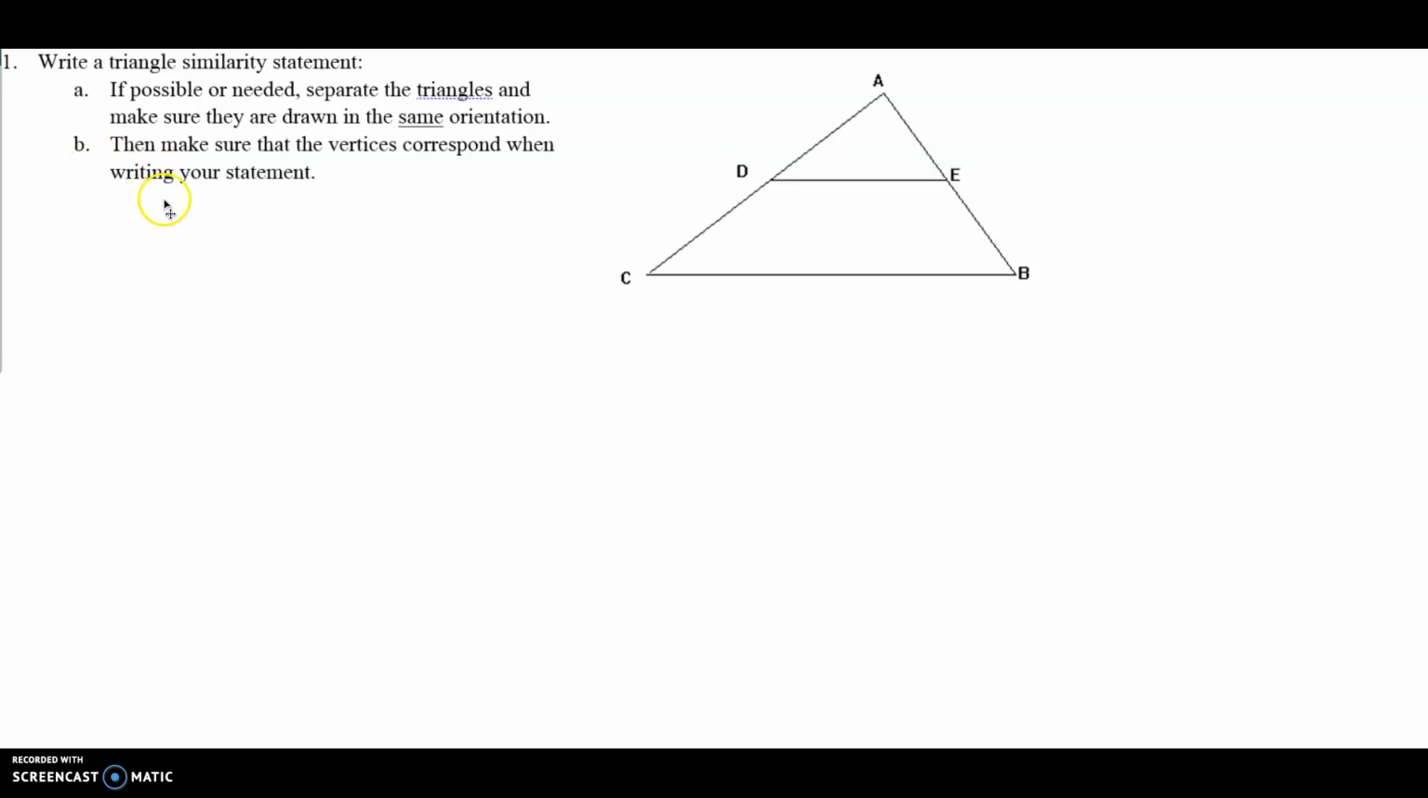Alright, so the first thing we want to do is write a triangle similarity statement. You don't always have to do this, but you can if you want to. If we want to write a triangle similarity statement, what we want to do is separate the triangles. So here this shouldn't actually be too bad. So I'm going to separate the smaller triangle from the larger triangle.